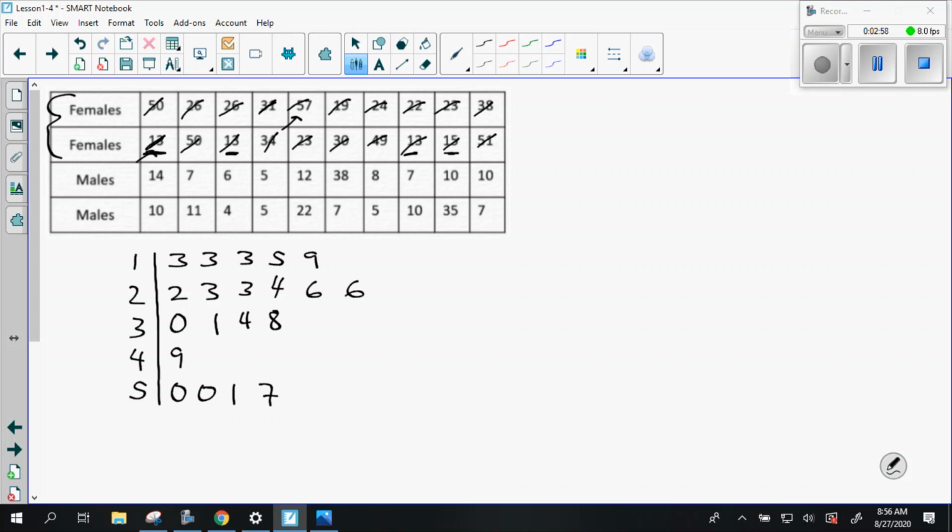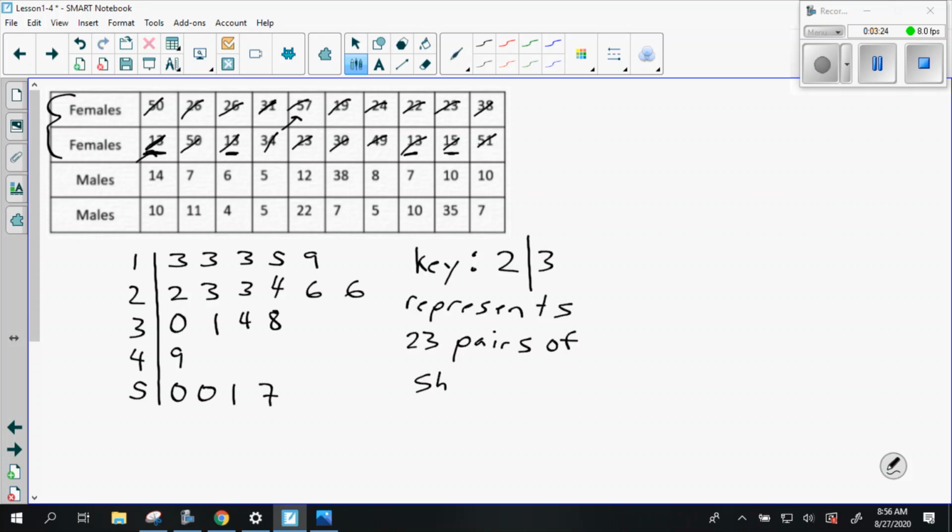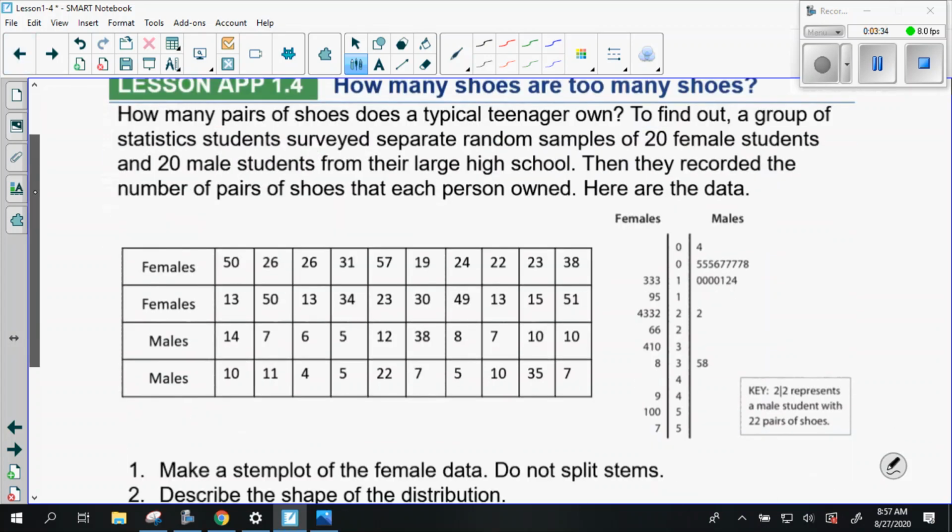Let's go ahead and make a key for this. So our key is that let's say 2 | 3 represents 23 pairs of shoes. All right, we'll put that in a little box. Awesome. In the question, we're asked to make a stem plot of the female data. Okay, we did that.